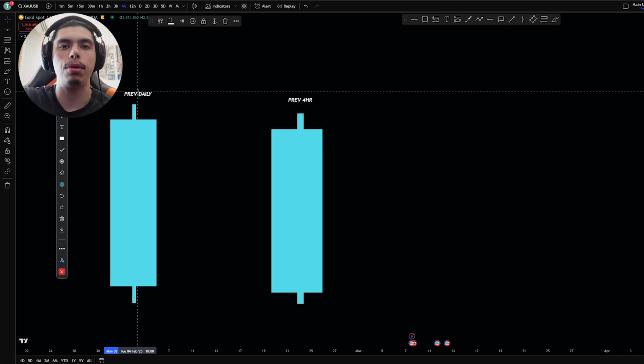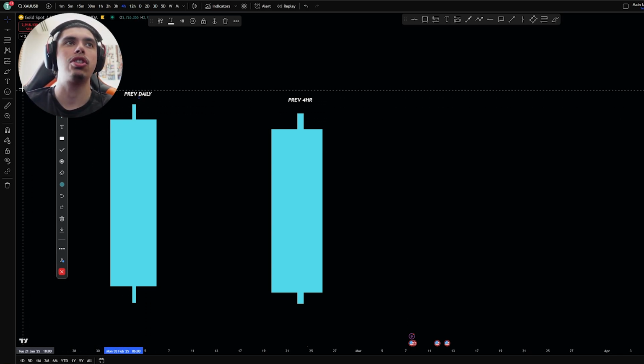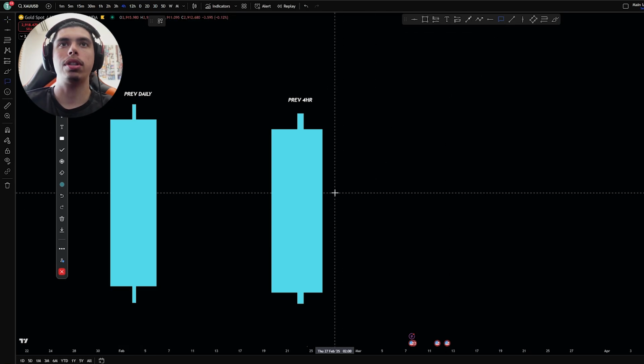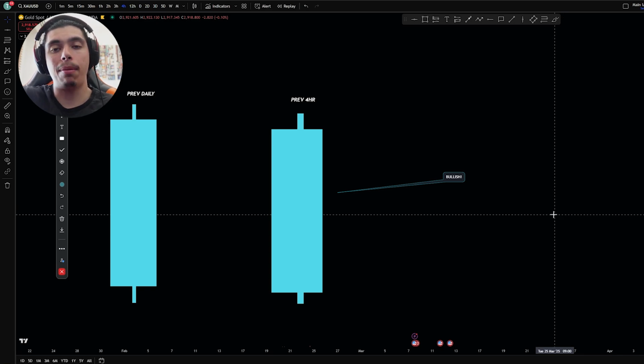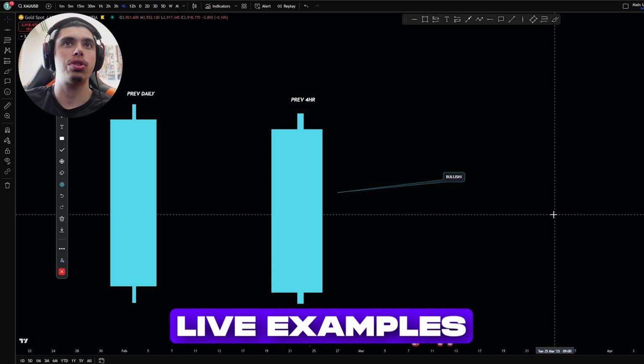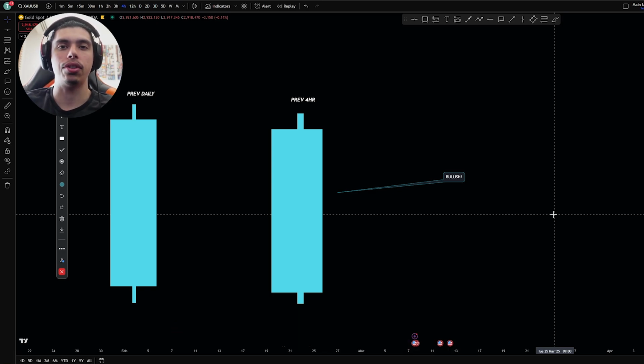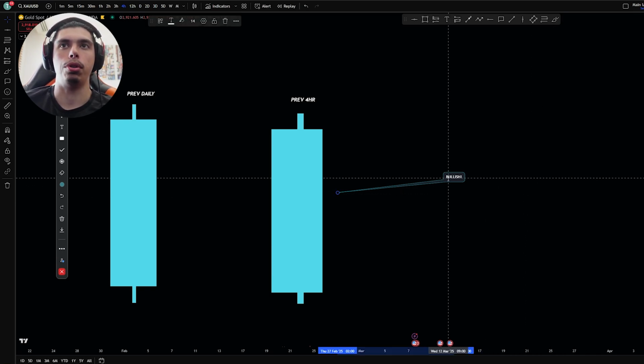So you're always just looking at the previous candle close. You're looking at these 2 candles. If the previous daily closed bullish and the previous 4-hour closed bullish, the session bias is going to be bullish. What does that mean? That means I am only looking for buys. Today I'm not taking sells, I'm only looking for buys. Later in this video, we're going to get into some live examples to show you exactly how this works. So I'm looking for buys because previous daily closed bullish, previous 4-hour closed bullish.